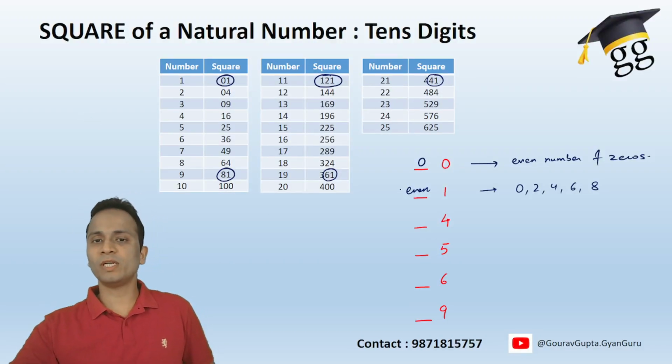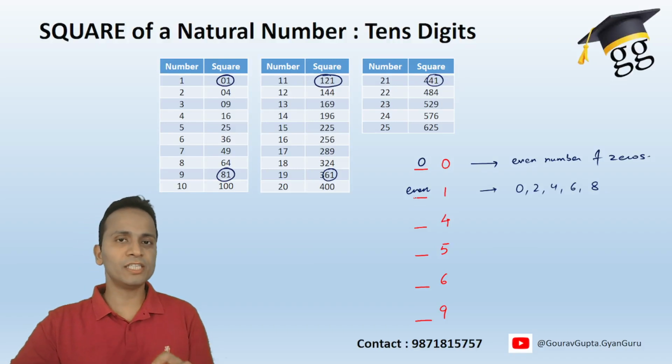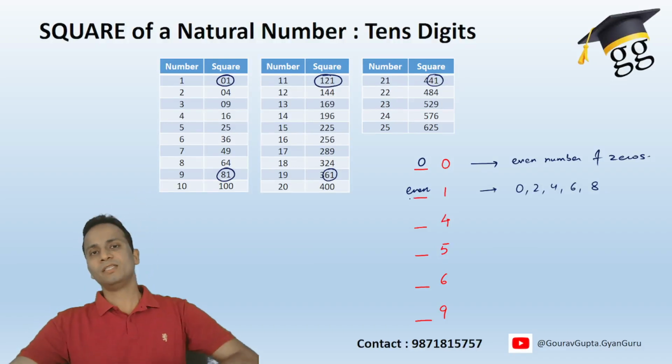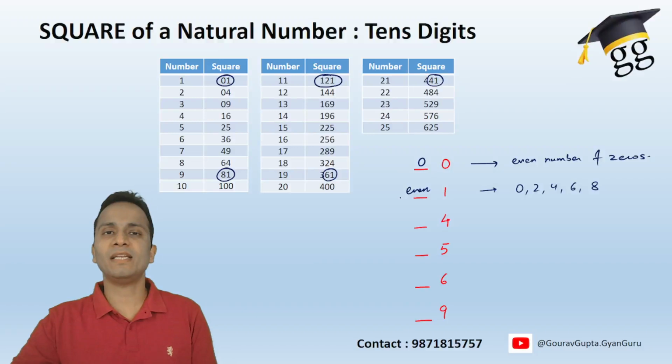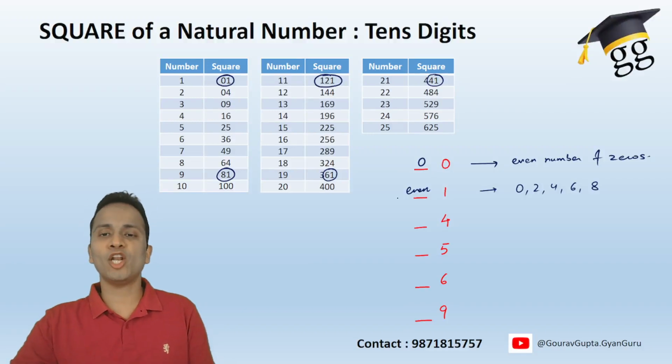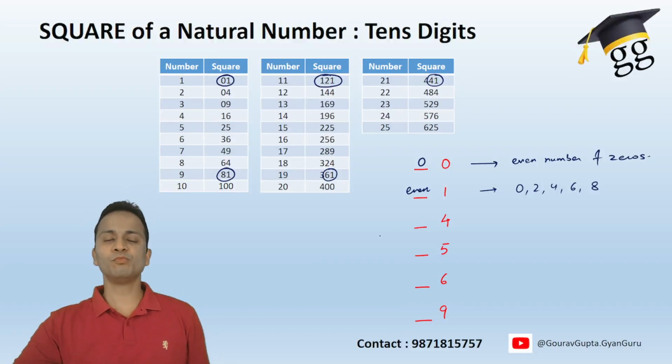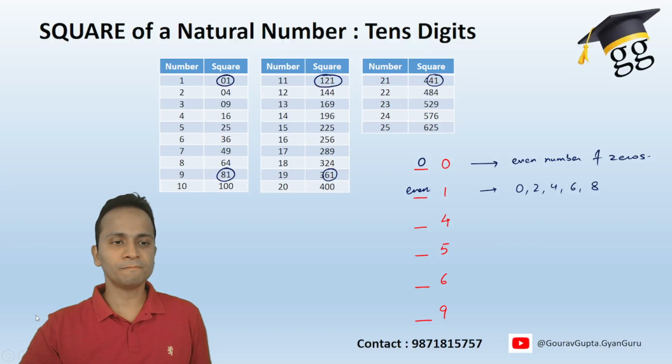This particular thing told us that if the unit digit of a perfect square is 1, then the tens digit will always be an even number. It will never be an odd number. Okay, and let's move on and look at the next thing.